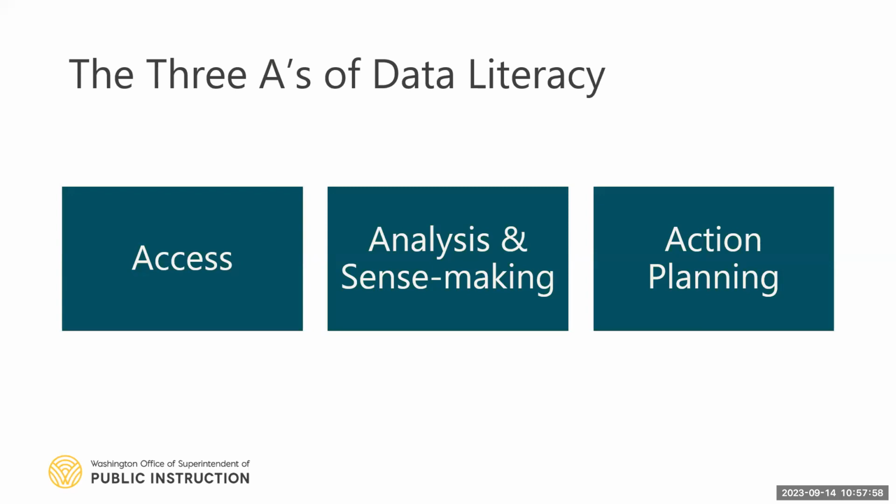The first one really is access. Does everybody have the information they need to make these decisions to change systems and practices for students? And then, do we have the skills and knowledge to really analyze and make sense of the data? And finally, do we have the discipline and the will and the focus to really get into an action planning mode? A lot of us have been in those meetings where we stare at the data and then we leave and nothing really got action planned. So we talk a bit about actionable data in this.